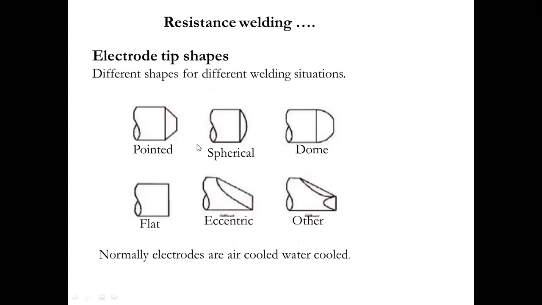So now we'll see the electrode tip shape. Here the first diagram is pointed, the second one is spherical, the third one is dome. So based on the thickness of the workpiece and based on the resistivity nature of the workpiece, you will be changing the shape of the electrode tips. Okay.